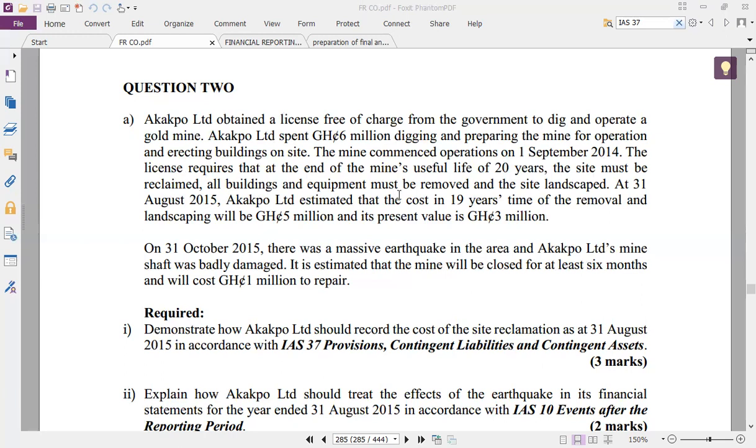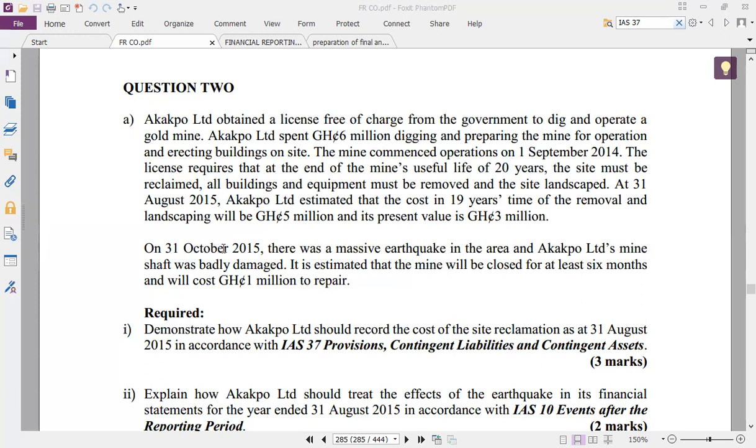All buildings and equipment must be removed, as usual, and the site landscaped. At the first of 2015, the cost in 19 years' time of the removal and the landscaping will be 5 million, and its present value is 3 million.